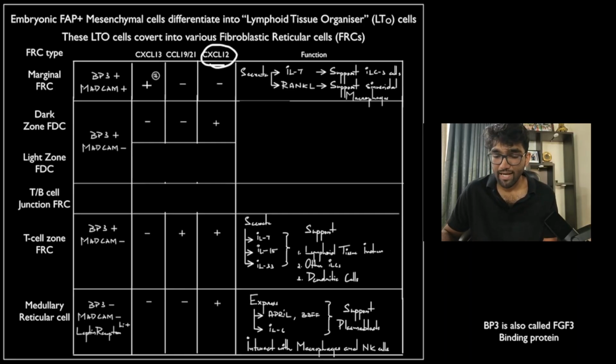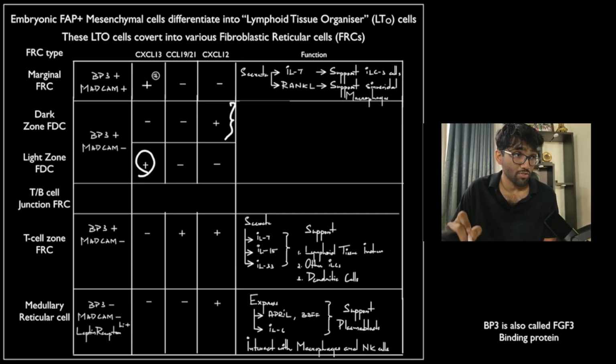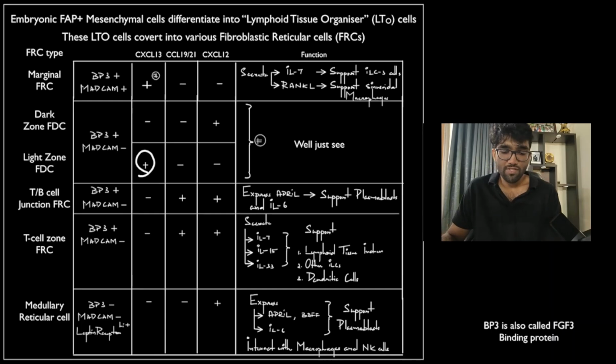So naturally will attract CXCR4 expressing cells, and light zone FDCs express only CXCL13, so they're going to attract CXCR5 expressing cells. So naturally, any cells that land up in the dark zone are going to be CXCR4 receptor positive, and any cells that land up within the light zone are going to be CXCR5 receptor positive. Okay, so let's see what the function is. Okay, so as I've just discussed, T and B cell junction FRCs express APRIL and IL-6, which supports plasmablasts that are produced within the germinal center, and we're just going to talk about what a germinal center is.